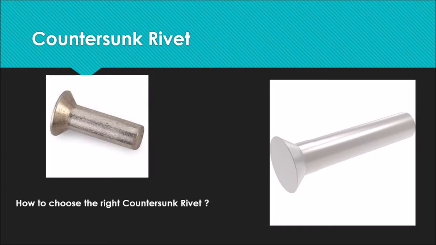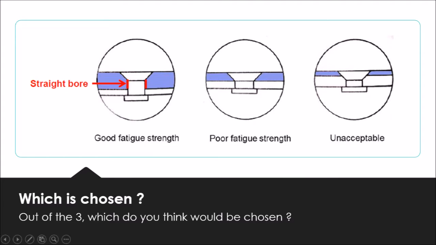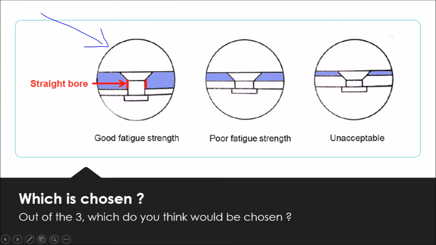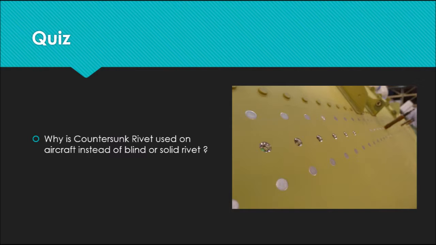So how do we choose the right countersunk rivet? Here is a picture. Which one do you think is the correct countersunk rivet? This? This? In conclusion, the rivet in the rightmost position will be chosen because it has good fatigue strength and its depth is greater than 2/3 of its sheet thickness or more than 60% of the overall material thickness.